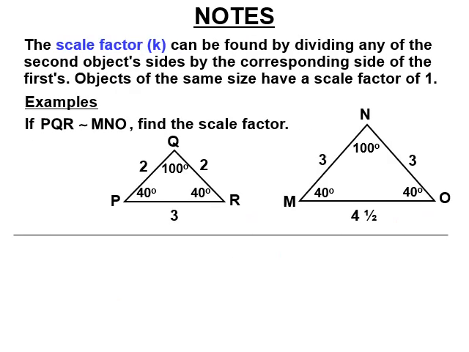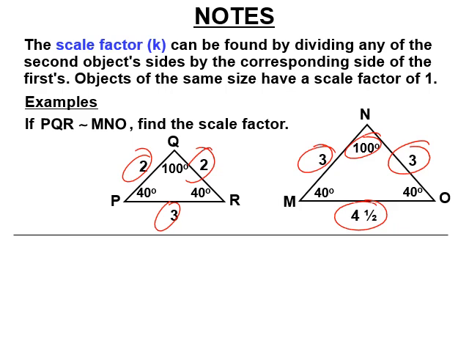All right, so typically we use the letter K for scale factor. So now let's look at this. If PQR, triangle PQR, is similar to triangle MNO, find the scale factor. Well, right, the angles are all the same, right? They're similar, they'd have to be. Now, this one's not so easy, right? 2 went to 3, this 2 went to this 3, and this 3 went to 4.5.